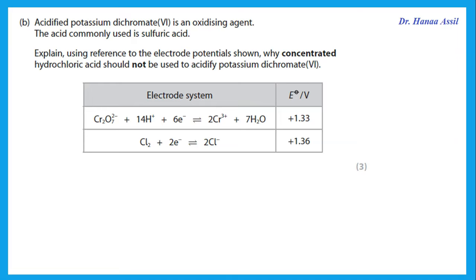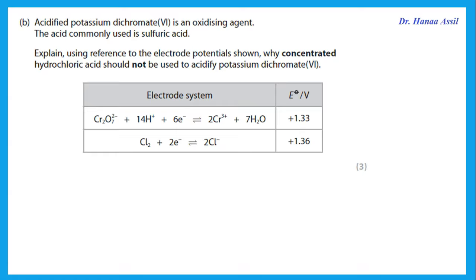Acidified potassium dichromate is an oxidizing agent. The acid used is sulfuric acid. Remember, if we want to oxidize something, we say we use acidified potassium dichromate, that is potassium dichromate with concentrated sulfuric acid, not concentrated hydrochloric. And the question is, explain why concentrated hydrochloric should not be used to acidify the potassium dichromate.